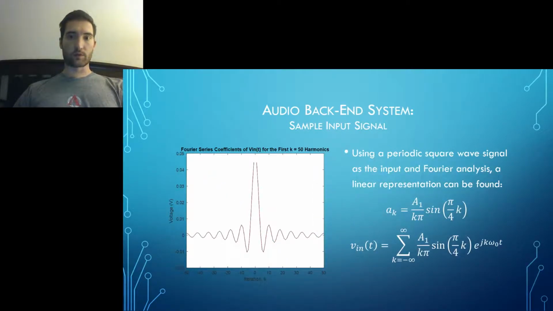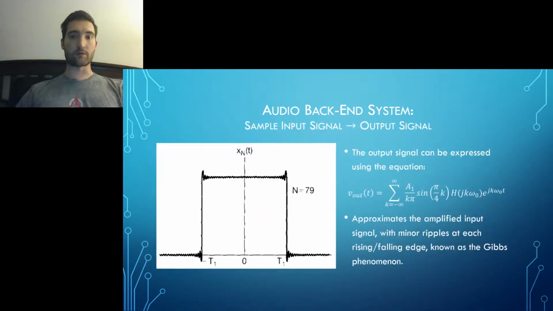Given a sample input signal, we use a periodic square wave. We can use Fourier analysis and find the Fourier coefficients to approximate an input signal, as shown here for the first 50 harmonics. So a square wave can be represented as a sum of sine waves using Fourier analysis. Using this, you can also find the output signal, which again looks similar to the input signal we found, only amplified by the frequency response.